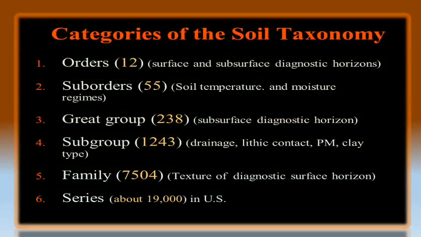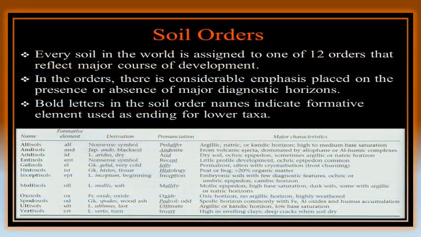The categories of the soil taxonomy: we have the orders, the suborders, the great groups, the subgroups, family, and the series. We have the soil orders. Every soil in the world is assigned to one of 12 orders that reflect major courses of development. In the orders, there is considerable emphasis placed on the presence or absence of major diagnostic horizons. Bold letters in the soil order names below indicate the formative element used as the ending for lower taxa.